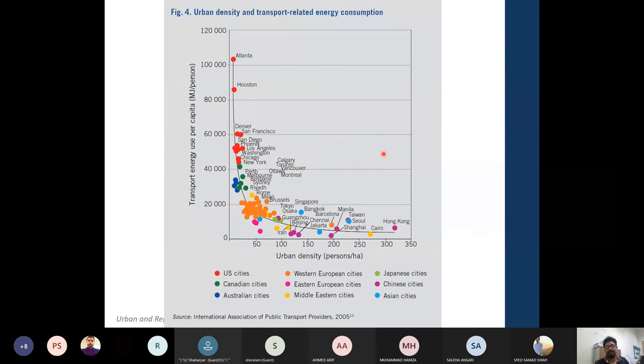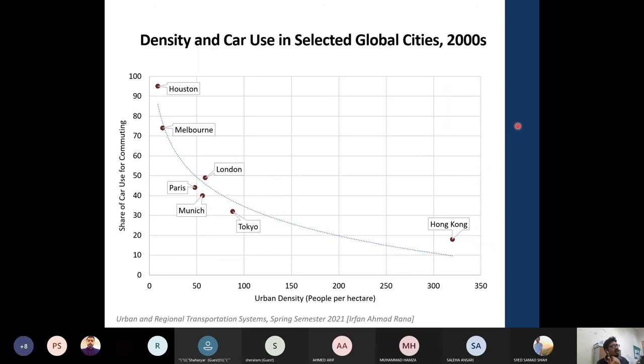Okay, another is, what about car use? We talk about density and car use. Where there is high density development, car use is limited.